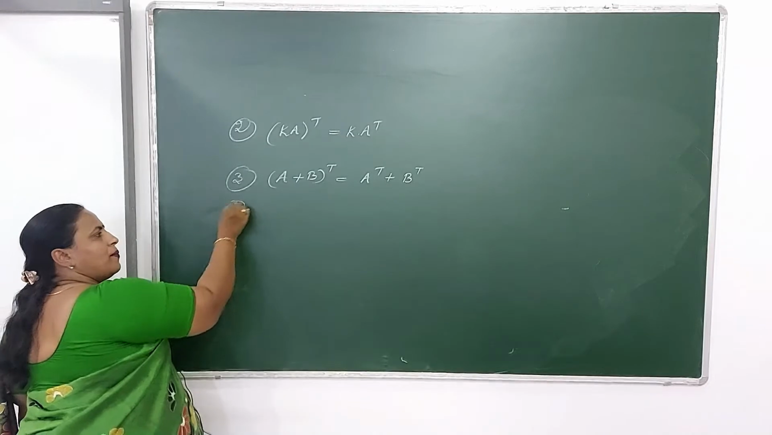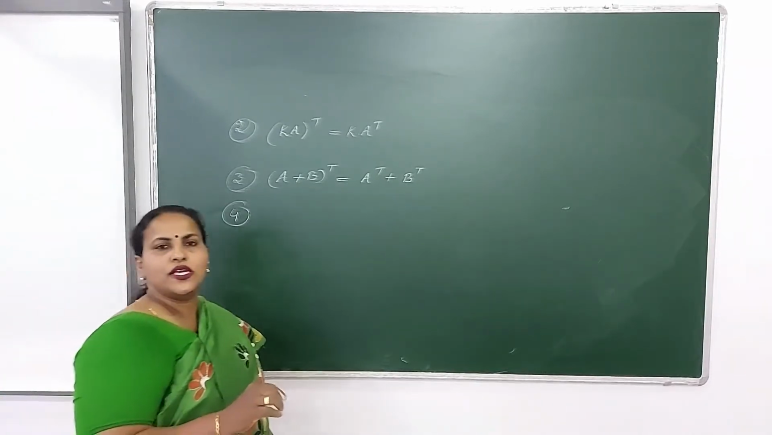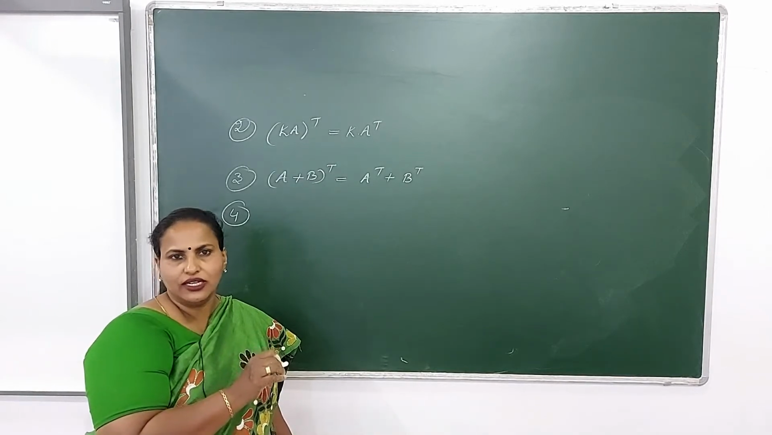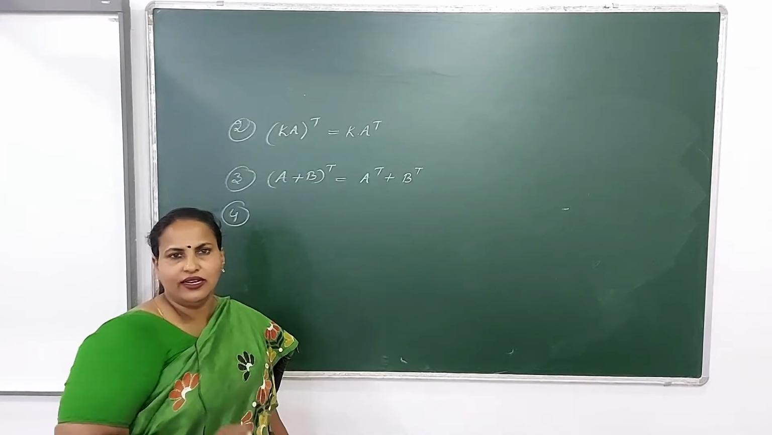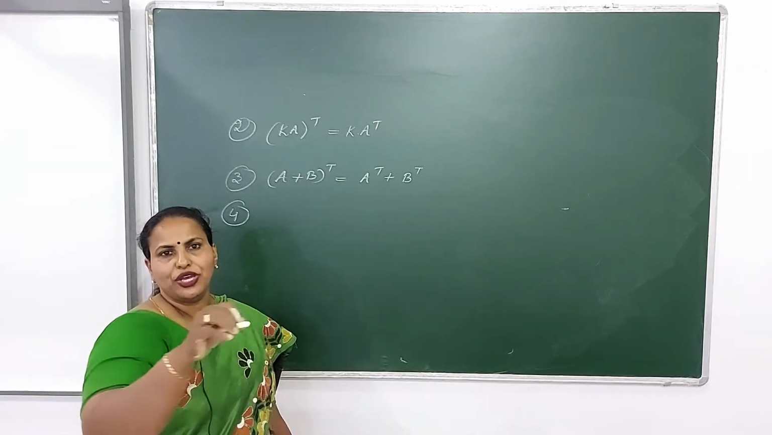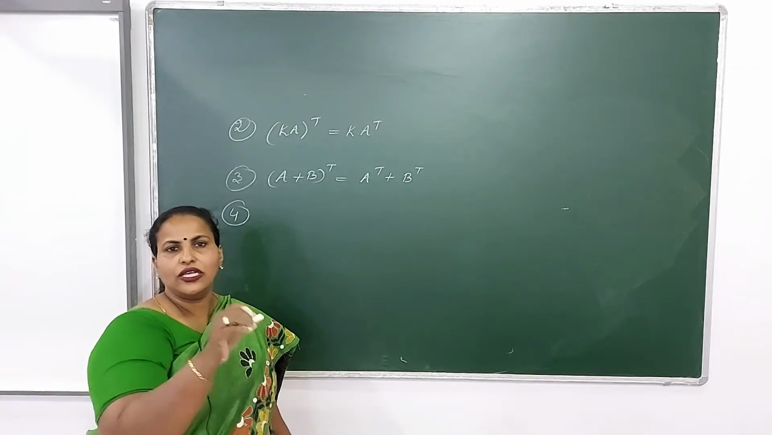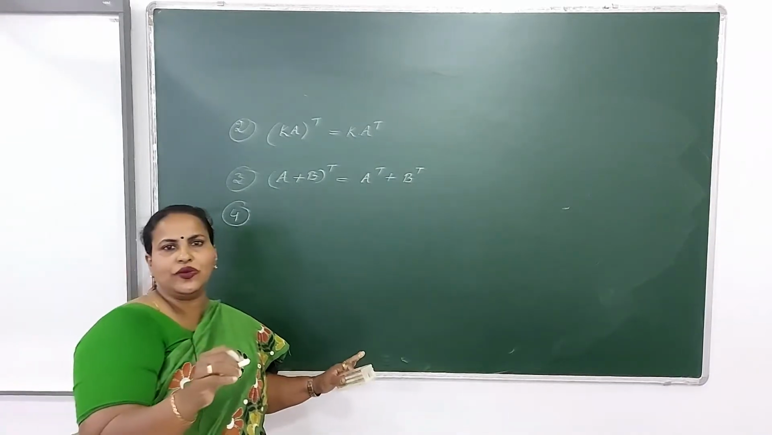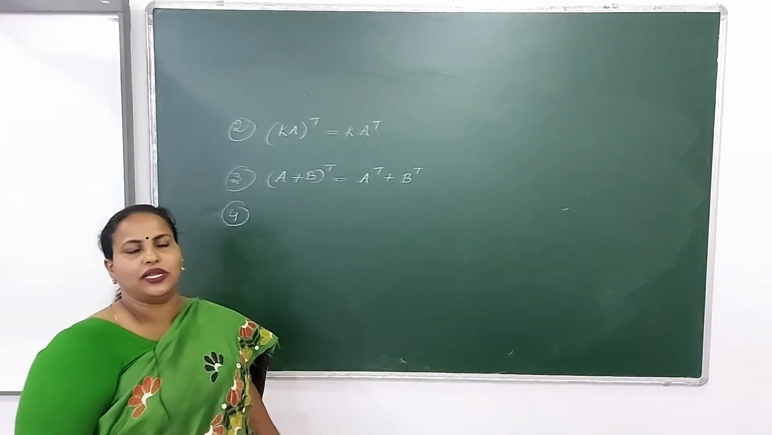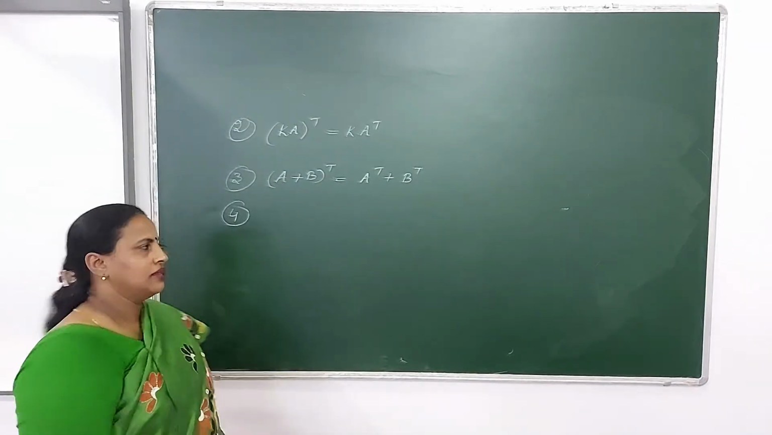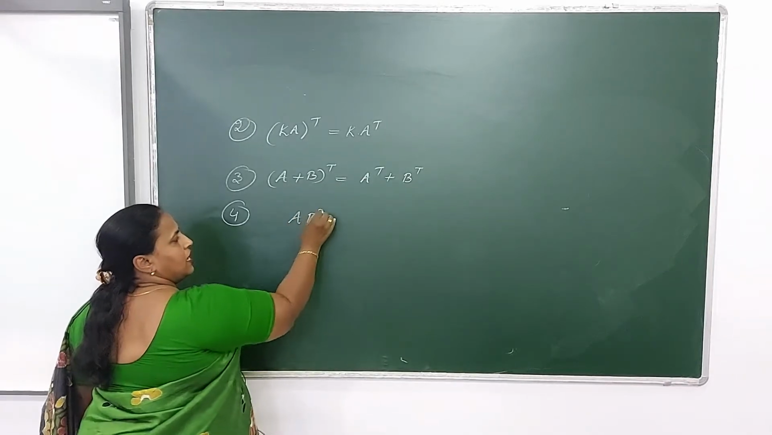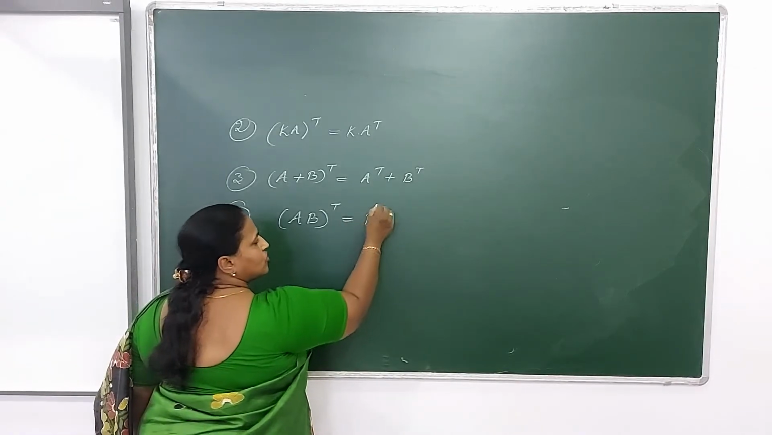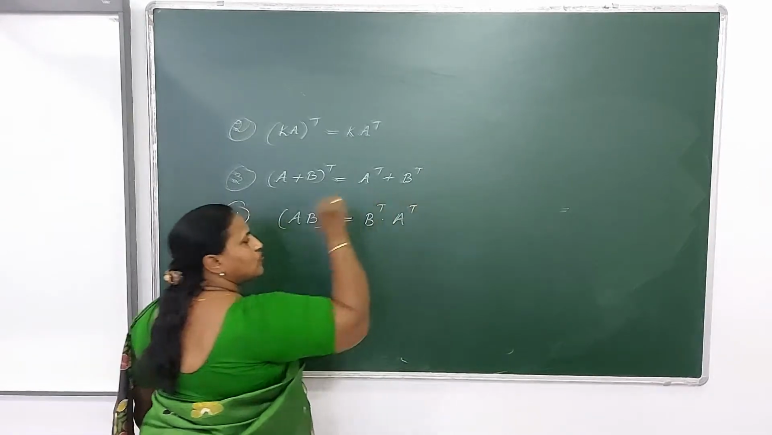And the last property, this property is based on multiplication of matrices. And in multiplication of matrices, you know that some definite condition is there. The columns of the first should be equal to the rows of the second. Then only the multiplication can be done. So if A and B are matrices in such a way that their multiplication is possible, then you can go for this property. So what is the property? AB whole transpose is equal to B transpose into A transpose.